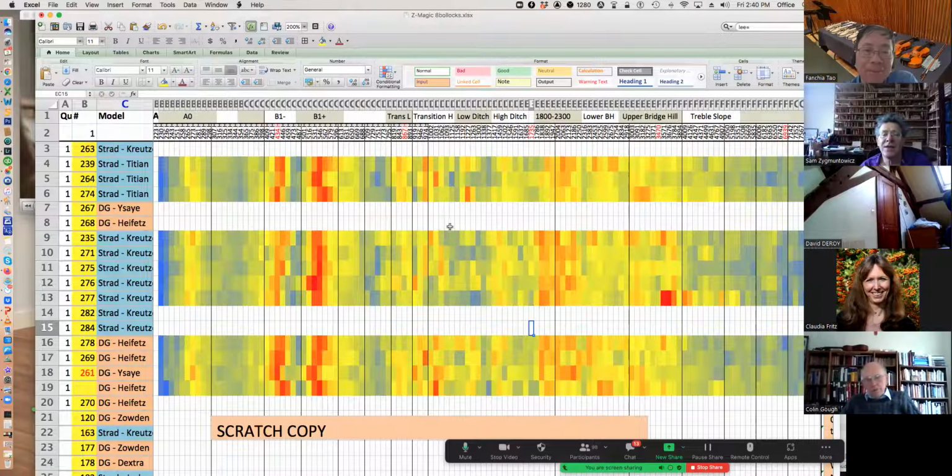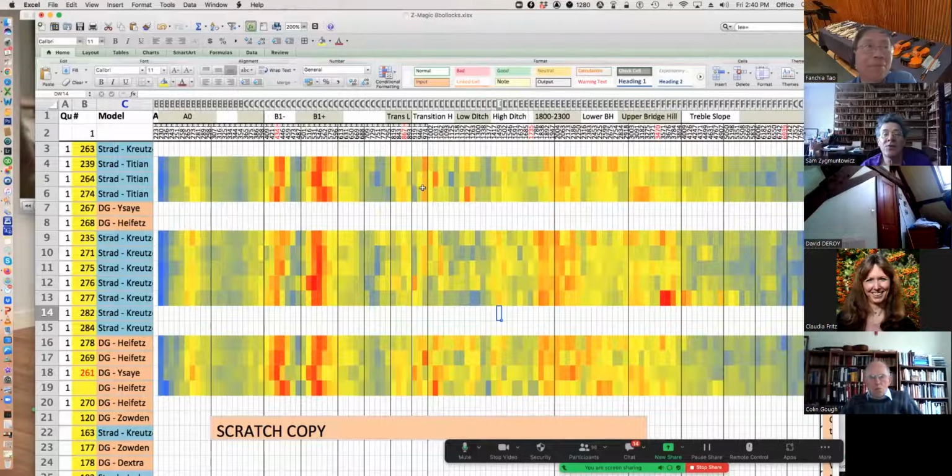I think I see here in the low ditch, this might be pushing it statistically, more blue and green, like a little more of a dip through there. At the transition hill, I don't know, it's kind of arguable. The Titians maybe have a little bit of a stronger band right here. The Guarneris, I would say, do have a little more of a transition here.